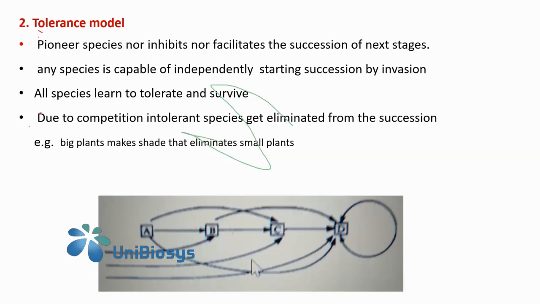So this picture also you have to remember. As I told you, in the case of big plants, they will make shade and they will eliminate smaller plants. If they are tolerant enough, if that little bit of light is enough, they will survive. Otherwise, if they are intolerant, they will be removed from the place. So that is the tolerance model. No facilitation, no inhibition.